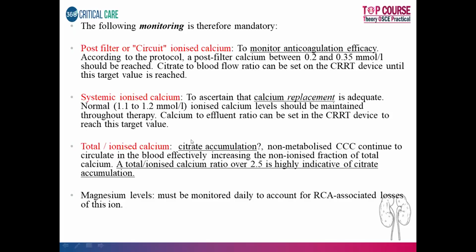The third one you monitor is the total to ionized calcium ratio. I have told this before. Why do you do this? To see whether the patient has citrate accumulation. What should the ratio be? It should be less than 2.5. If it is more than 2.5, then it is highly indicative of citrate accumulation. And then you have to monitor the magnesium levels. So there is so much calcium to monitor everywhere: post filter, systemic, total to ionized calcium, and the magnesium levels.